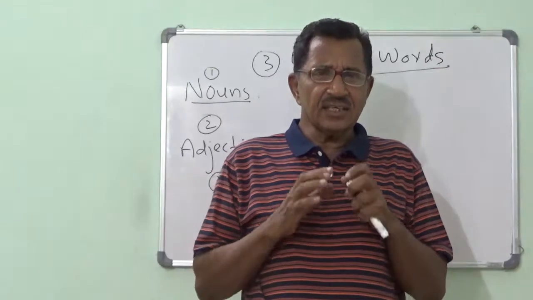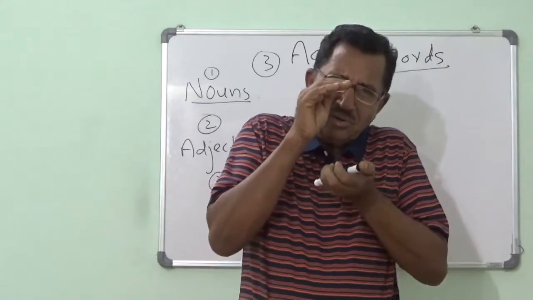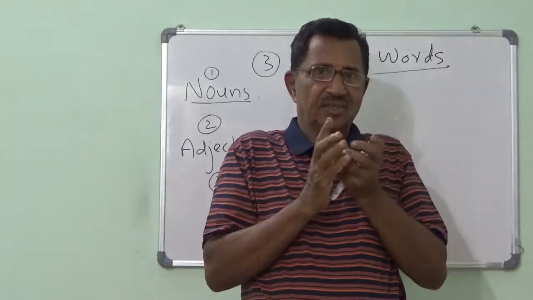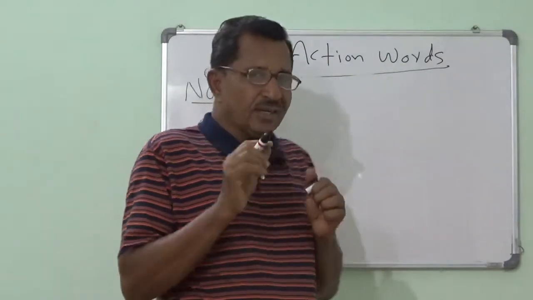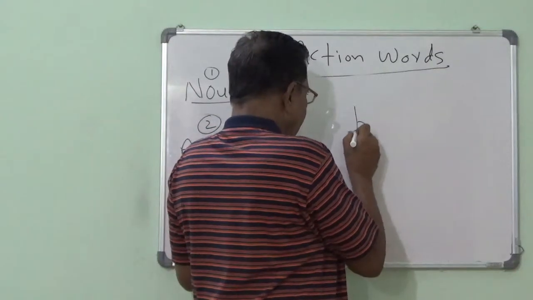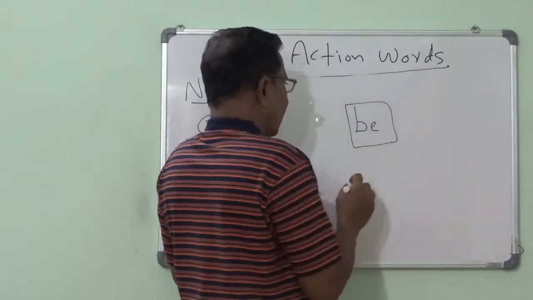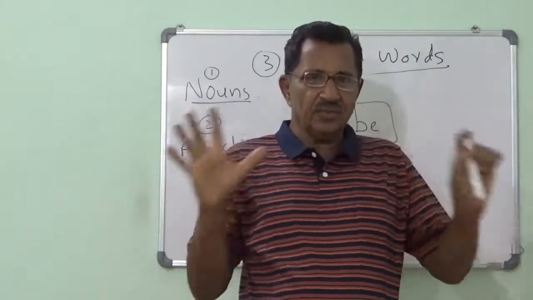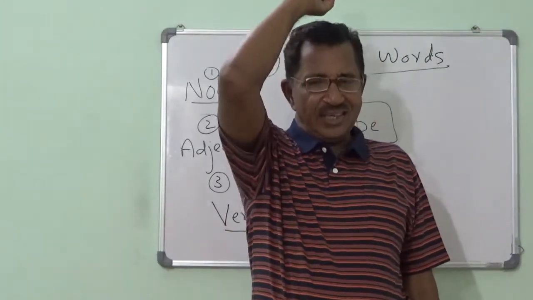Now, there is a very interesting verb in English. Small, very small, but very important, very cute. It's a two-letter word, only two letters. These two letters are B and E. This is a very small word, probably one of the shortest words in English. But you will find it everywhere.